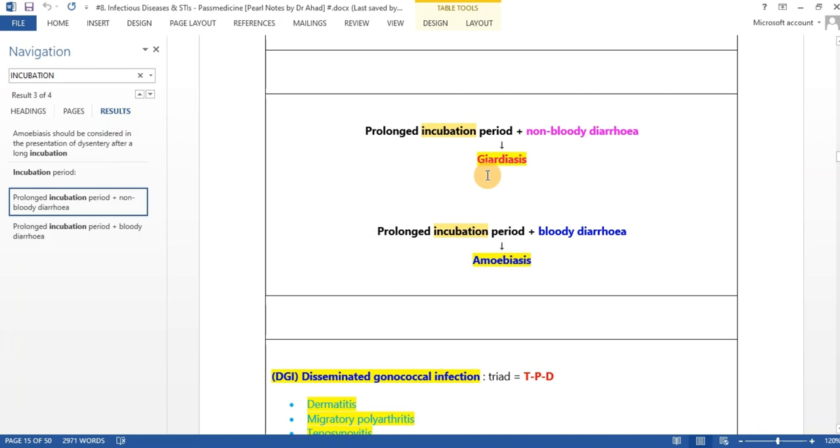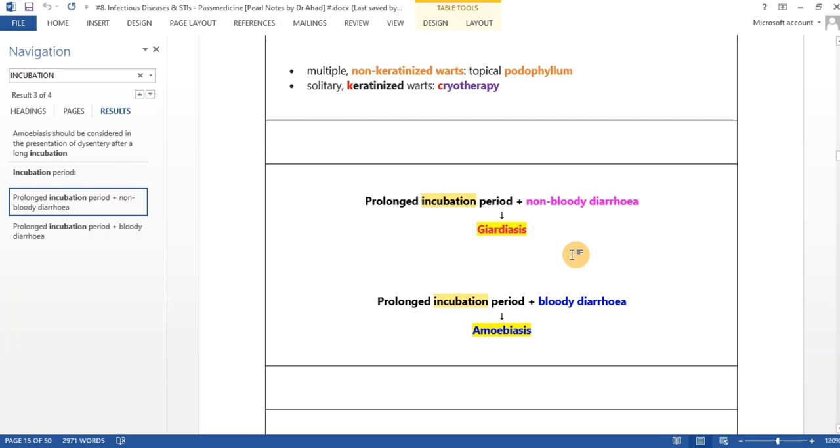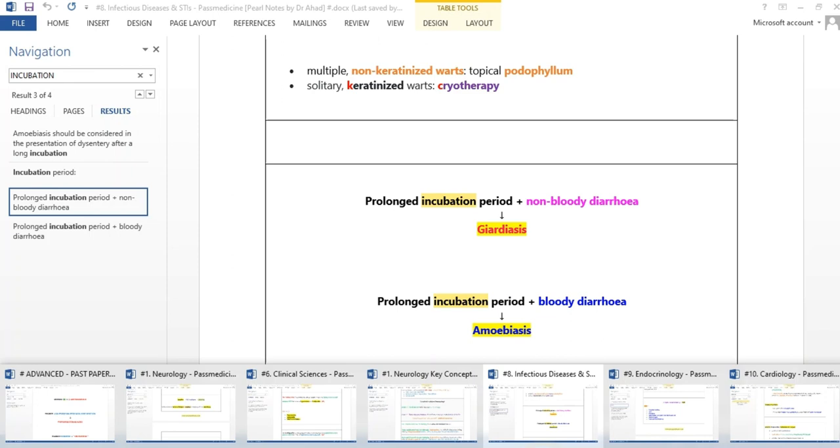Okay. So both amebiasis as well as giardiasis will have a prolonged incubation period, and both of them are related to the Indian subcontinent. In case of amebiasis, the patient will have bloody diarrhea, and in case of giardiasis, the patient will have non-bloody diarrhea, and there should be features of malabsorption. Features of malabsorption are diarrhea, steatorrhea, and weight loss.